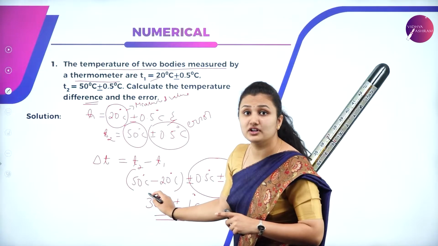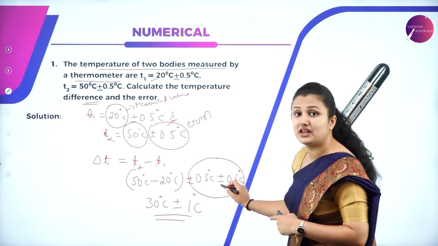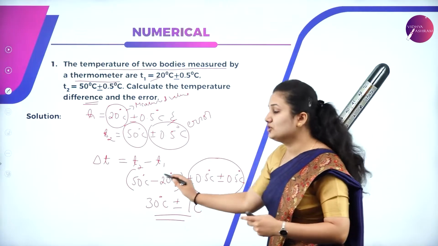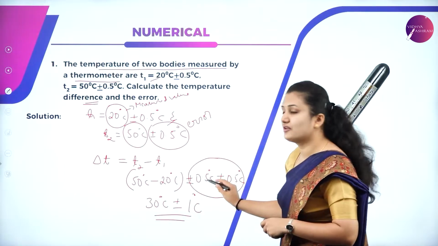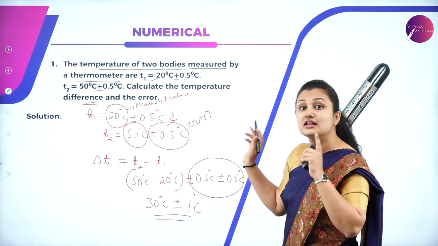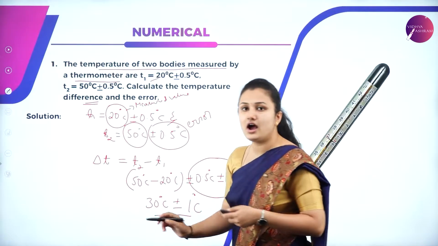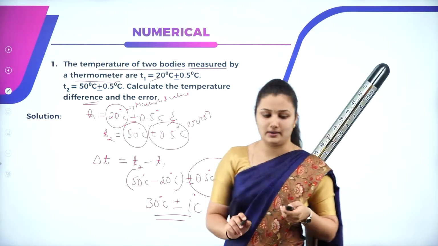Since I have found the difference, should I subtract them, ma'am? Should I find the difference of the error, ma'am? No. Either you subtract or you add, you always find the sum of absolute error in the two individual quantities. It is always the sum of absolute error. Keep that in your mind. So this is your answer for the numerical 1.